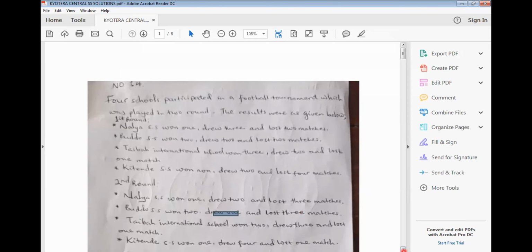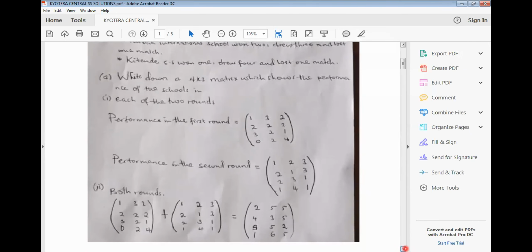Okay. So you can use the drop on your screen to go down. Part (a): Write down a 4 by 3 matrix which shows the performance of the schools in each of the 2 rounds.